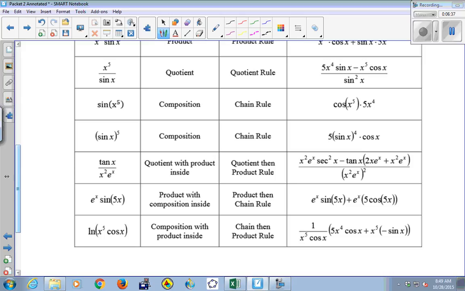That's the sine of some stuff. So we take the cosine of the stuff and multiply by the derivative of the stuff, which is 5x to the fourth.